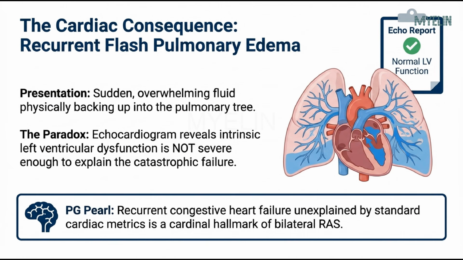The ejection fraction might be completely normal. This is a massive diagnostic clue. Recurrent congestive heart failure that is unexplained by standard cardiac metrics is a cardinal hallmark of bilateral renal artery stenosis. If a case snap describes a patient coming into the emergency room repeatedly with flash pulmonary edema, but their echocardiogram shows normal left ventricular function, this should immediately make you think of bilateral renal artery disease. The heart is fine, but it simply cannot pump against the extreme afterload and massive volume overload forced upon it by the starving kidneys.